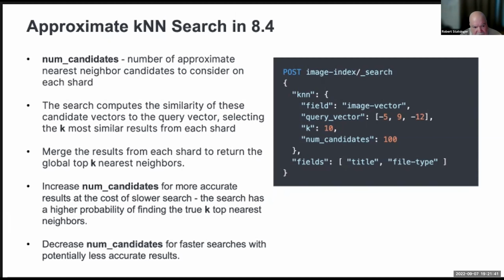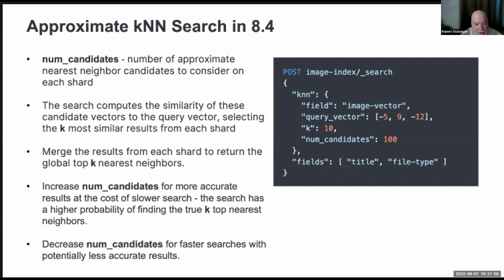At the end, the merge is done from each shard to return the global top. So each shard index contributes its top k, and then a global top k is extracted from that, and that's what's returned as the result of the query.